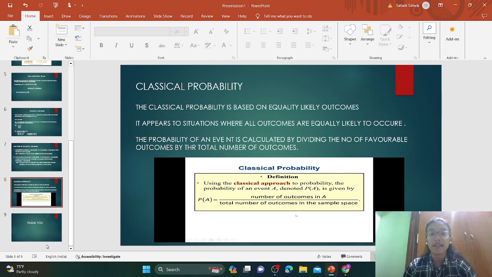So the next topic is classical probability. Classical probability is based on equally likely outcomes. It applies to situations where all outcomes are equally likely to occur. The probability of an event is calculated by dividing the number of favorable outcomes by the total number of outcomes. It is the same as the probability formula. Using the classical approach, the probability of event A, denoted P of A, is given by the same formula.